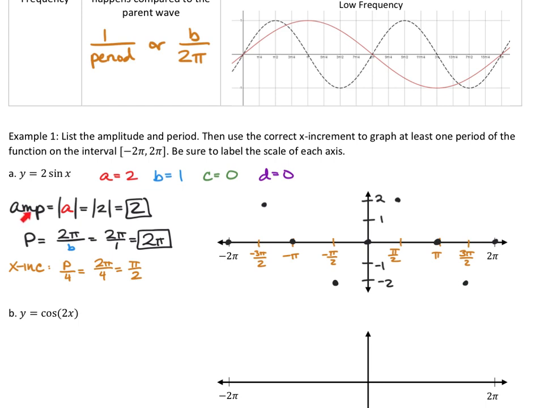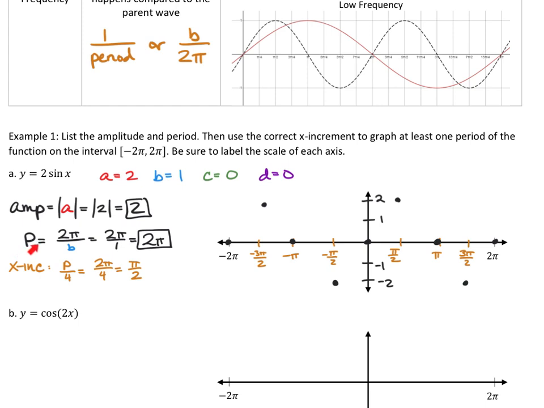If I find the amplitude, the formula for amplitude was the absolute value of A. Cool. That means I'm taking the absolute value of 2. That's 2. That means that my graph doesn't go to 1 and -1. It goes to 2 and -2. That's the amplitude. We've stretched it out. That's how high or how low it should go.